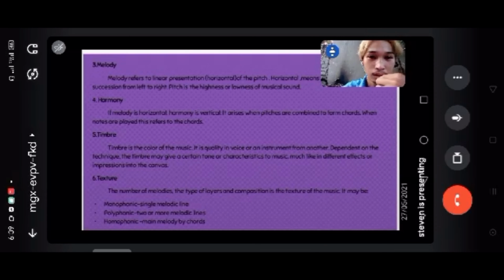Timbre. Timbre is the color of the music. Its quality distinguishes one voice or instrument from another and depends on the techniques. The timbre may give certain tones a characteristic to the music, much like a brush effect or impression on a canvas.